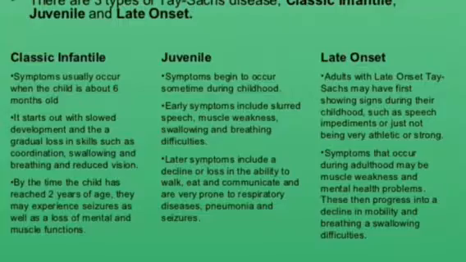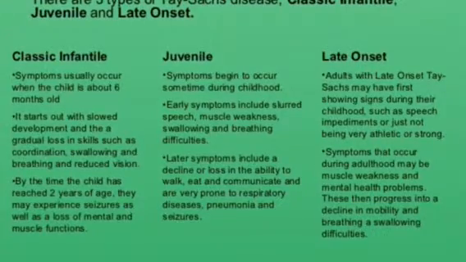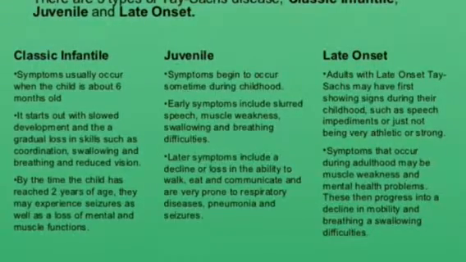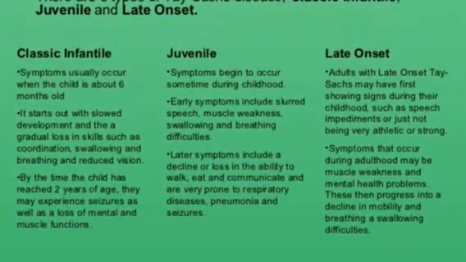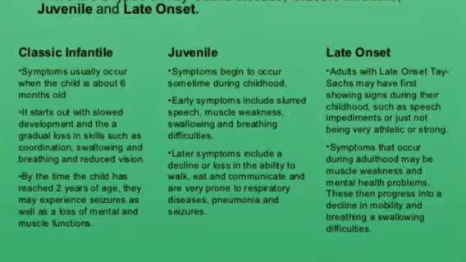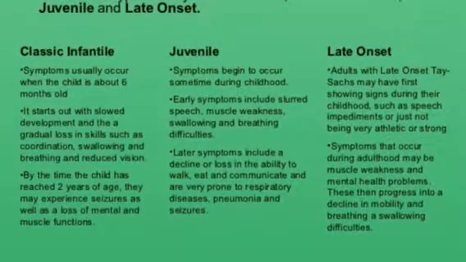Another form of Tay-Sachs disease is juvenile TSD. Symptoms usually occur during early childhood and may include slurred speech, muscle weakness, speech impairment, and loss in their ability to walk, talk, and eat.